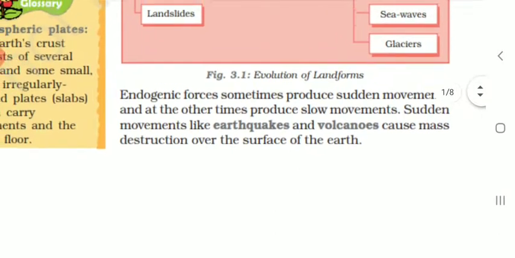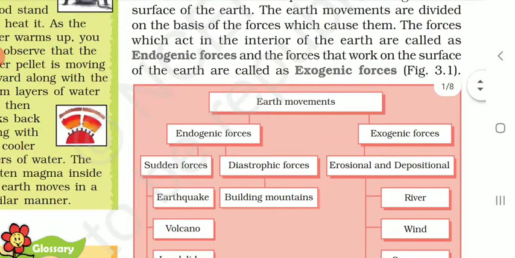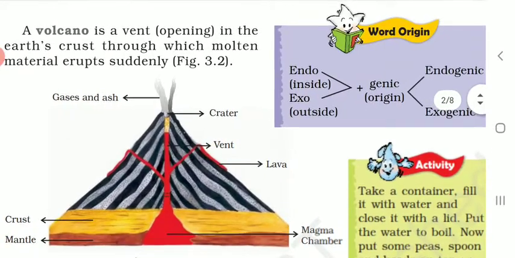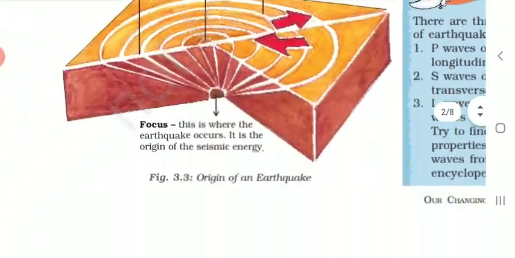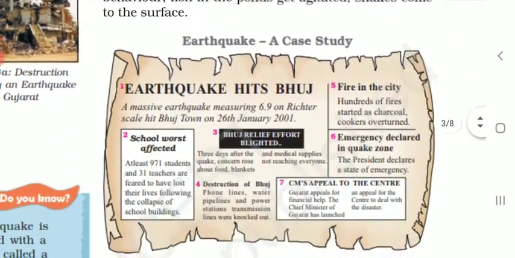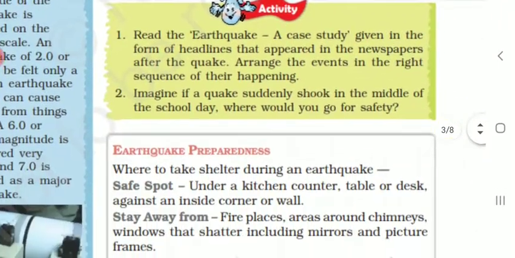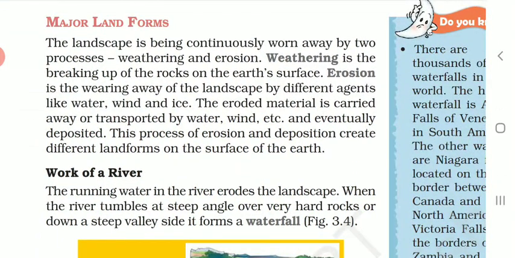Then we have also tried to understand what earthquakes and volcanoes are, and how they take place on the surface of the earth. Then about the earthquake and the volcano we have understood, and now we are going to see further into the next part of the chapter.